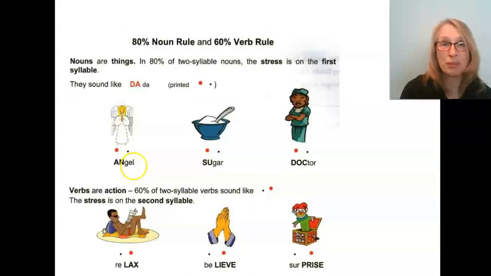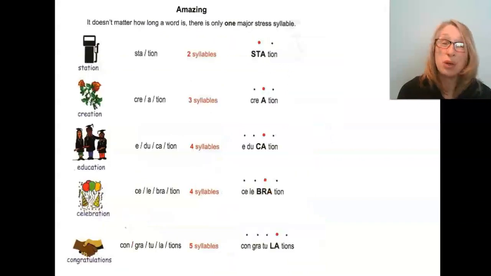So just to recap, there are no real hard and fast rules to help you know where the syllable stress is. But one little trick is only available for 2-syllable words, 2-syllable nouns, and 2-syllable verbs. And that is that usually if it is a noun, the stress is on the first syllable: angel, sugar, doctor. And if it is a verb, the stress is on the second syllable: relax, believe, surprise.